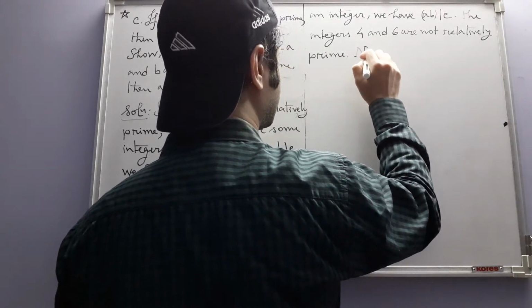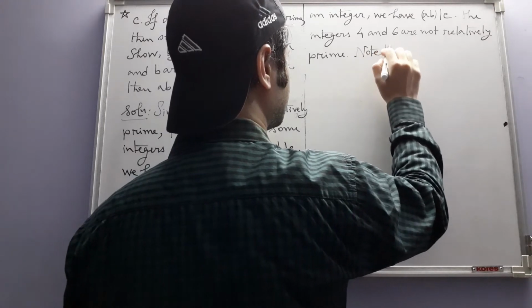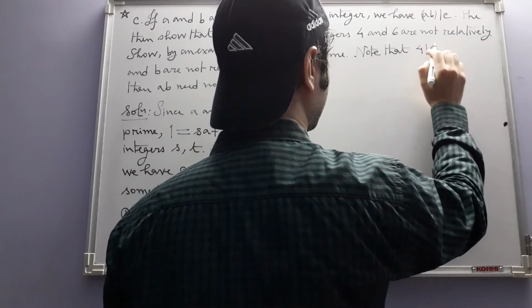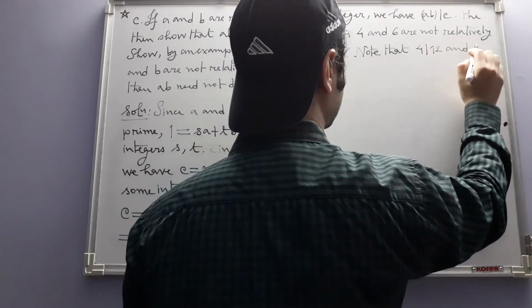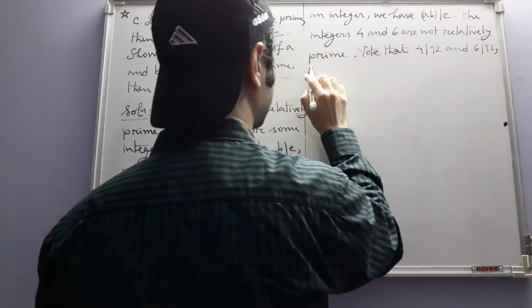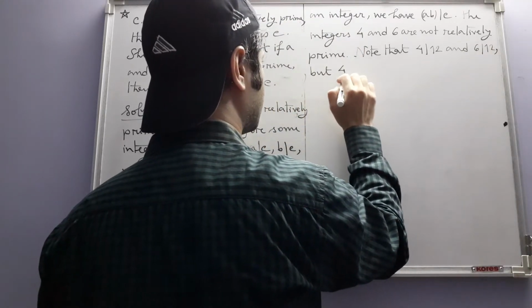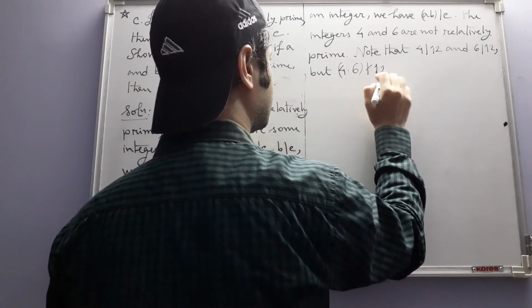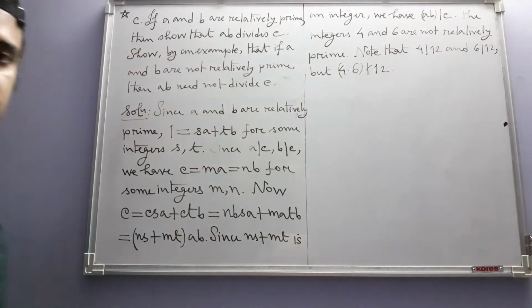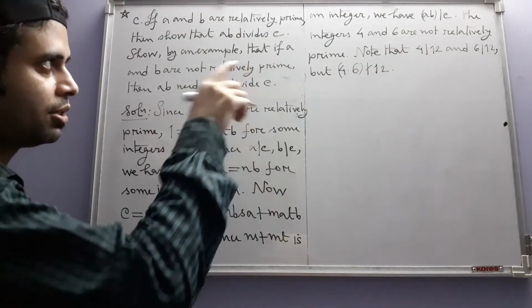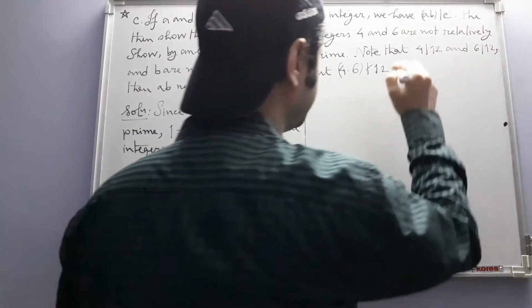Note that 4 divides 12 and 6 also divides 12, but 4 times 6 does not divide 12, because 24 does not divide 12, it's greater than 12. So this result fails if we don't have relative primality.